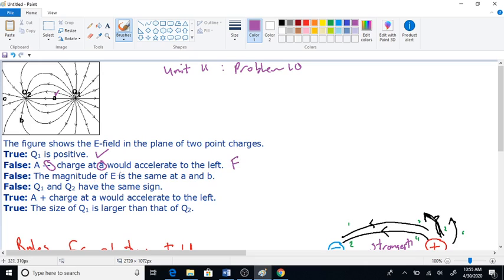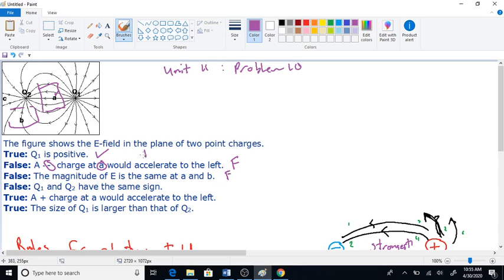Okay, the magnitude of E is the same at A and B. We'll look at A and look at B. So if we take kind of an area here, how many lines are in this? 1, 2, 3 in this box. Well, let's make a similar box here. Okay, how many are here? 1, 2, 3, 4, 5. So A is nearly twice the strength as B, the electric field at it. So that's why this one is false too.